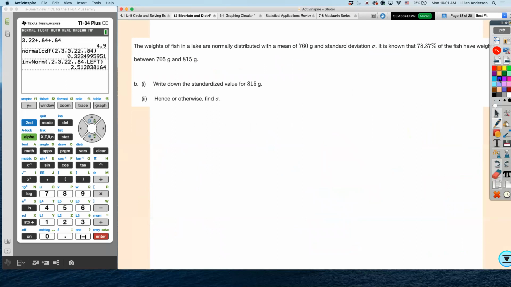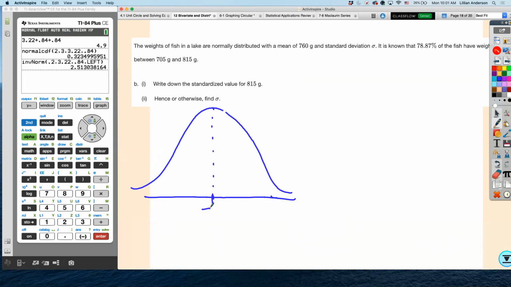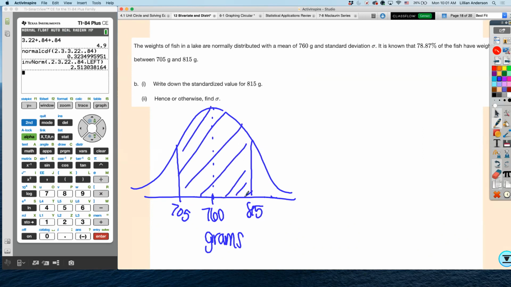The weights of fish in a lake are normally distributed with a mean of 760 and a standard deviation of sigma. It is known that 78.87% of the fish weigh between 705 grams and 815 grams. This is one of the ones I was talking about, where I do not know what my standard deviation is. But I am going to set up this normal distribution curve where I indicate 705 and 815, and the area underneath is equal to what?